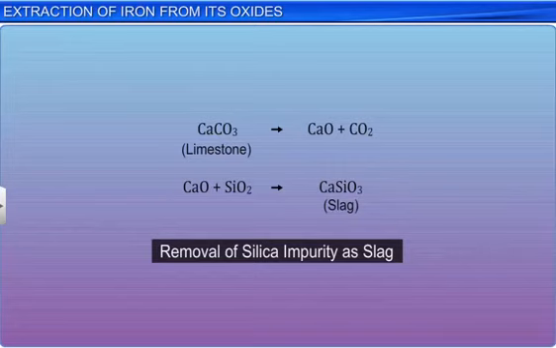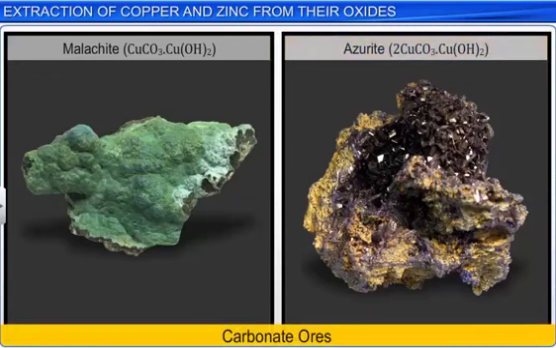Copper occurs in combined state as sulfides, oxides and carbonates. Copper pyrites or chalcopyrite and copper glance are its sulfide ores. Cuprite is its oxide ore, while malachite and azurite are its carbonate ores.